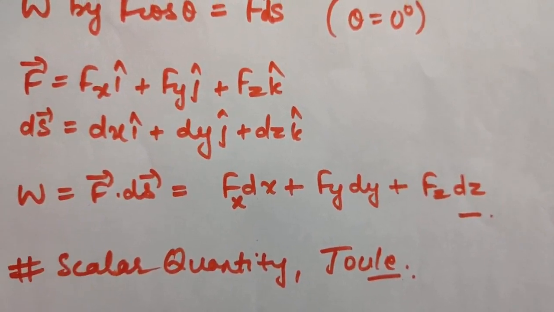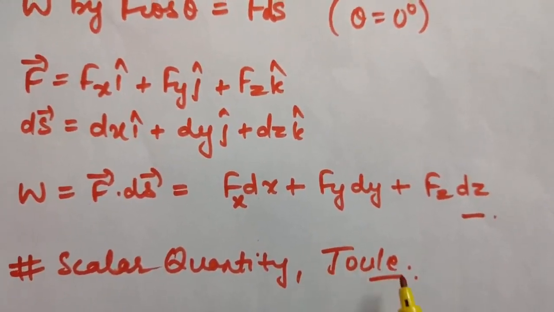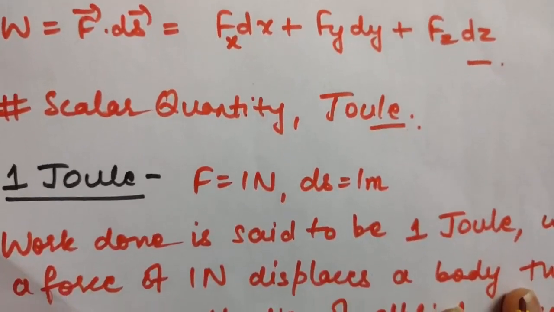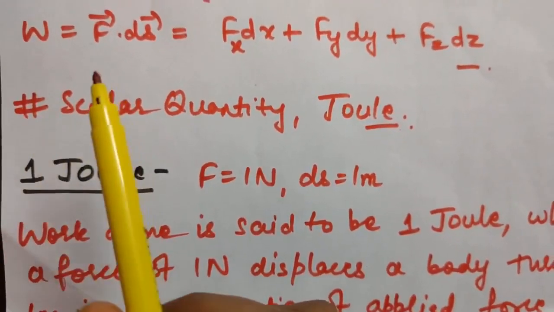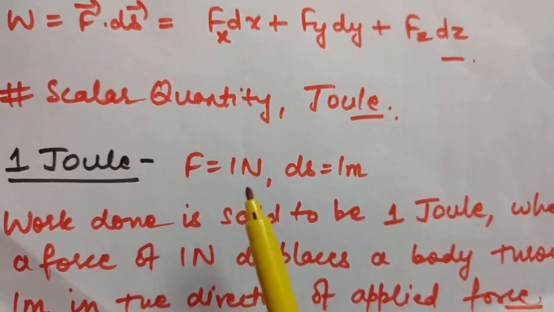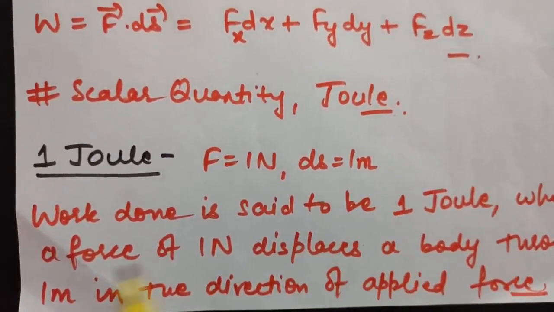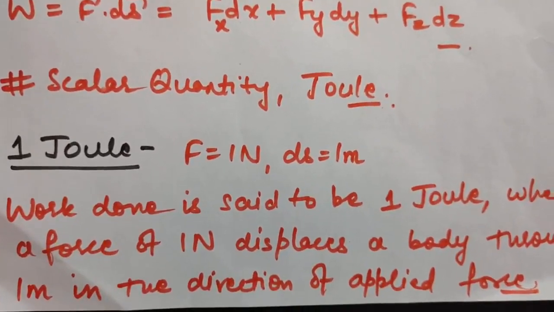So work done is a scalar quantity and its SI unit is joules. Okay, so now if we want to define 1 joule, as W is nothing but F dot ds, if I put force to be 1 Newton and the displacement is 1 meter, then we can say the work done will come to be 1 joule.